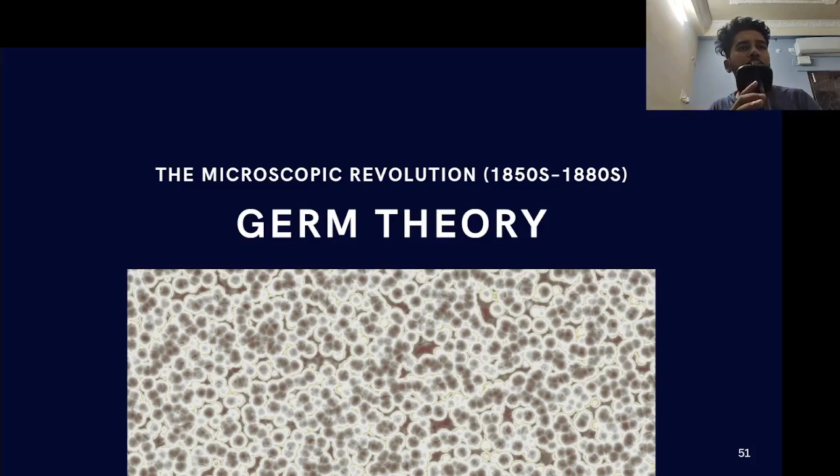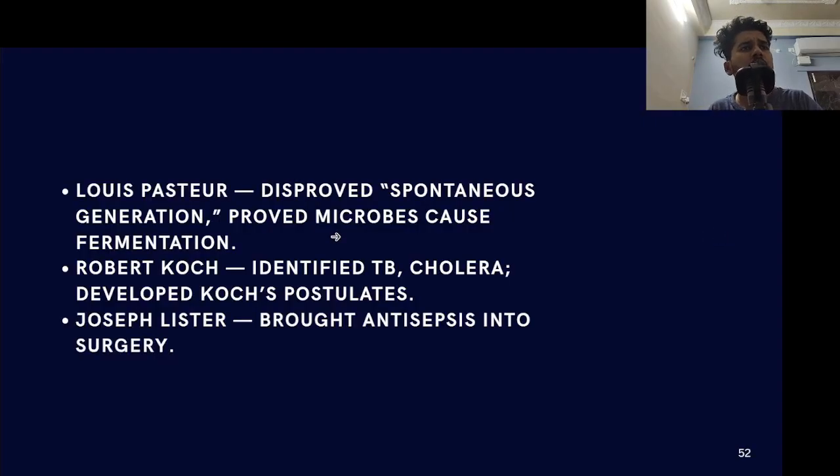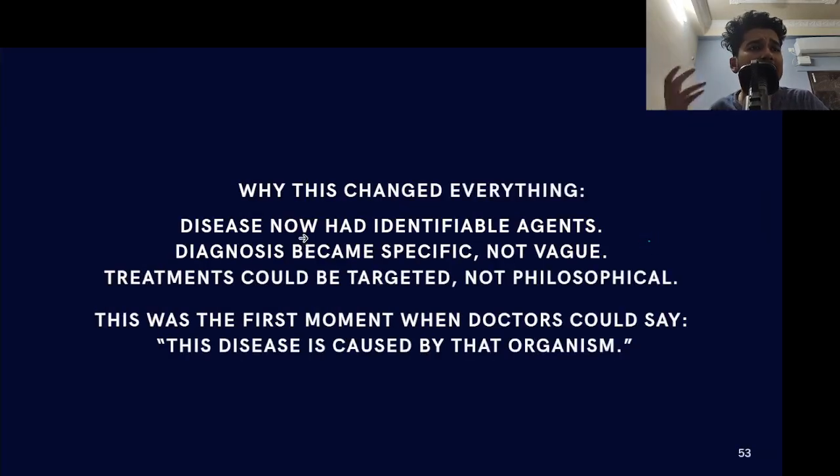Now we go to the microscopic revolution, where we'll start by talking about germ theory. Louis Pasteur disproved spontaneous generation and proved that microbes cause fermentation. Robert Koch identified TB, cholera, and developed Koch's postulates. And Joseph Lister brought antisepsis into surgery. So, why did this change everything?